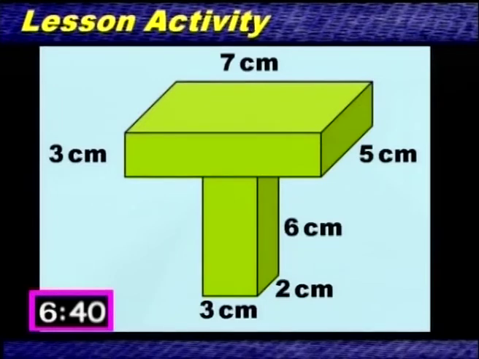Don't forget, the volume of a cuboid is length times width times height. So you have two. Firstly, you have one, and then the second one. So you should know what to do. Calculate the volume of the first cuboid, and then calculate the volume of the other one, then you add the total.